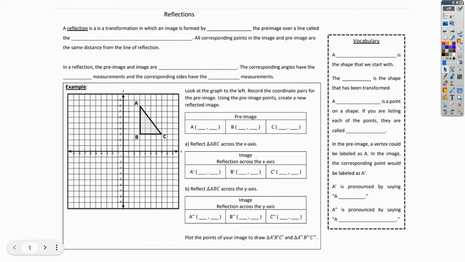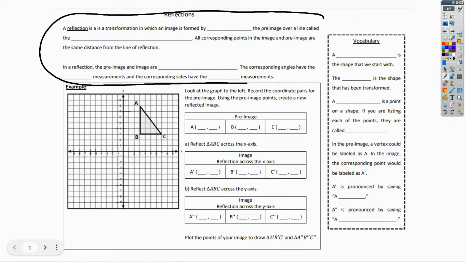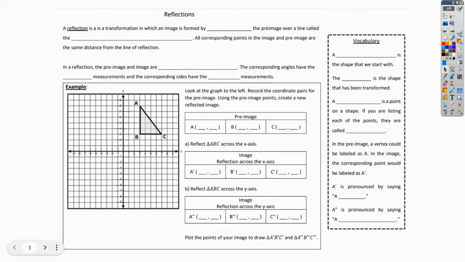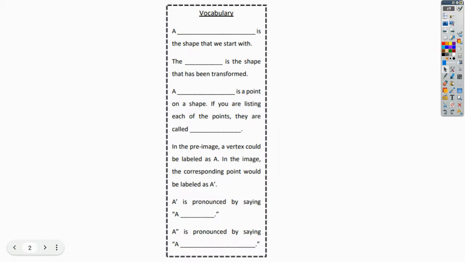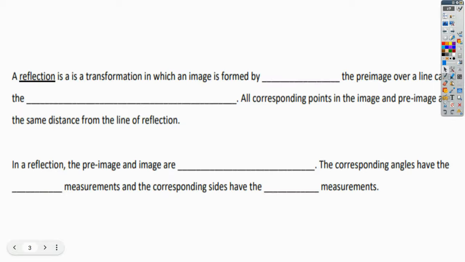So next, we're going to go ahead and we're going to fill out this section up top here. Once again, I'm going to go to a different slide just so it's a little bigger for us, so it's easier for us to see. Next slide. There we go. So today, last class we talked about a translation, which was a slide. Today we're going to talk about a reflection, which is just a flip when I flip the shape.